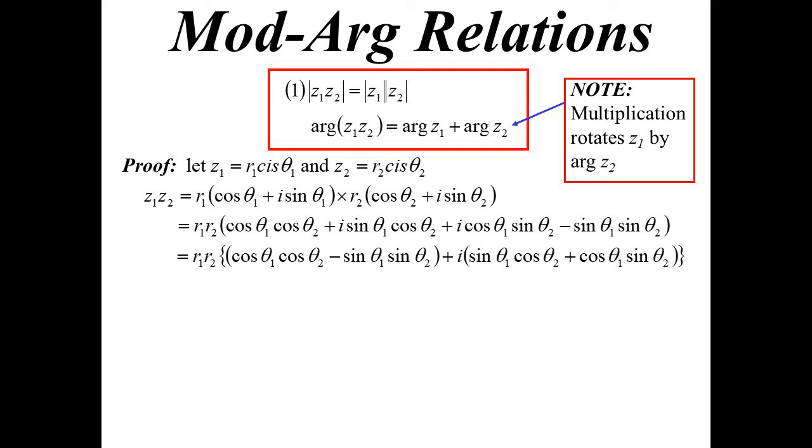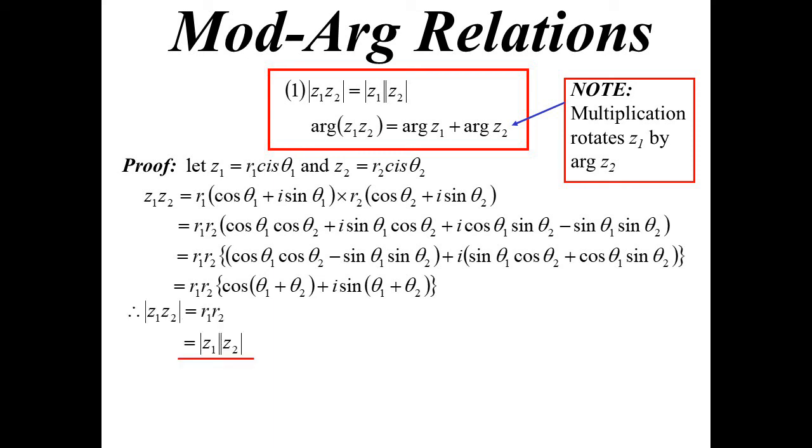Therefore, I could rewrite that as cos of theta 1 plus theta 2, plus i sine of theta 1 plus theta 2, thus proving we add the arguments together. So there we have it. There's the proof for the modulus. There's the proof for the argument.